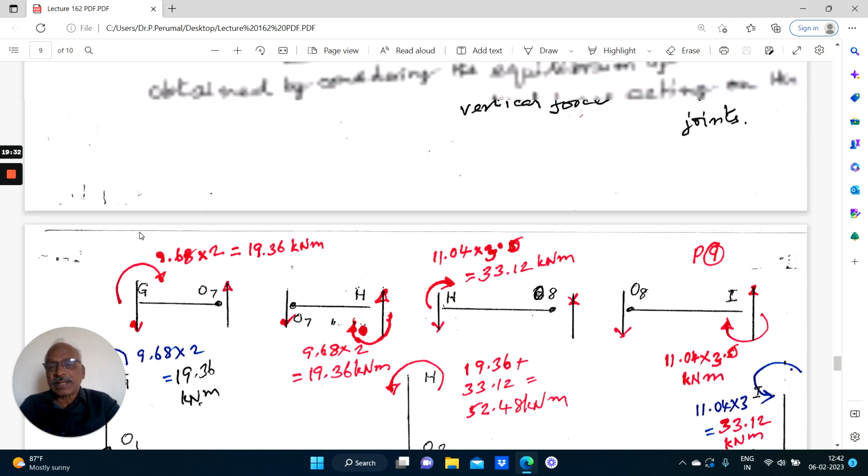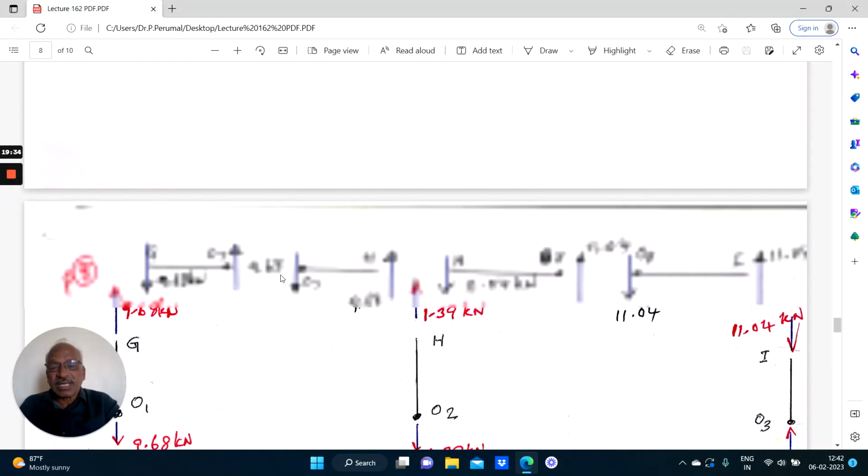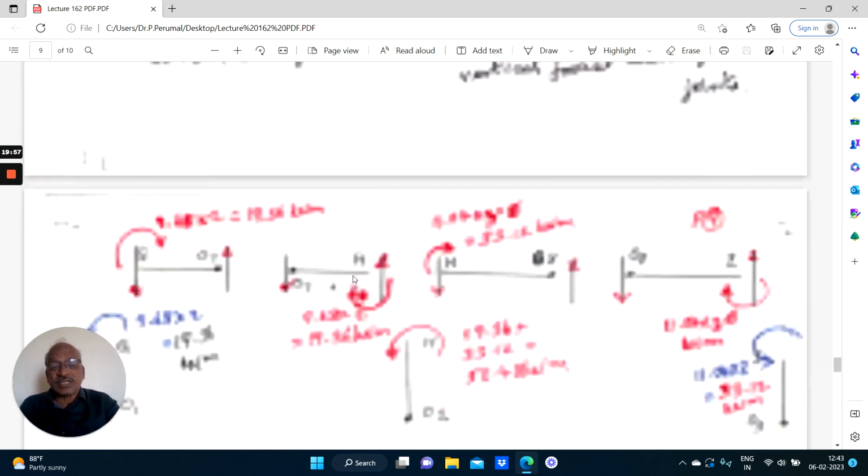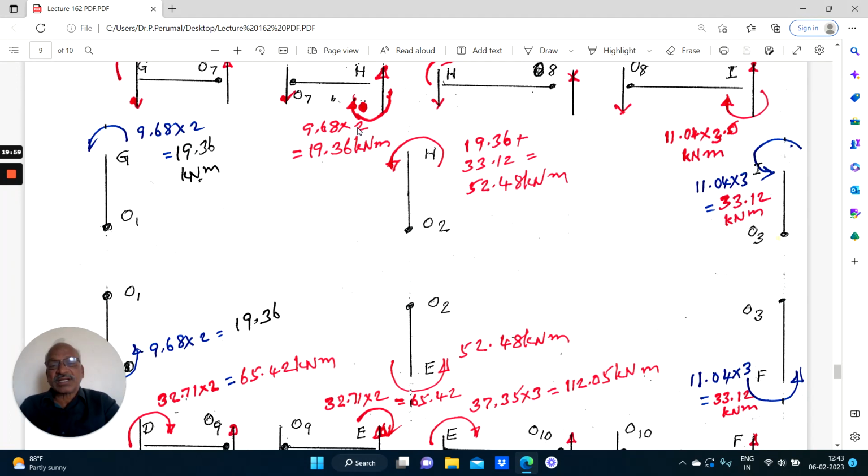9.68 into 2 is shown here. Similarly, in this element, this is 9.68 down, this is up. This will cause an anti-clockwise moment. Therefore, for equilibrium, you must have a clockwise moment of the same value. The hinge cannot take any moment. Therefore, at H, there will be a clockwise moment of 9.68 into 2. So that is what is shown here. Like that, we have to calculate in all the beams.